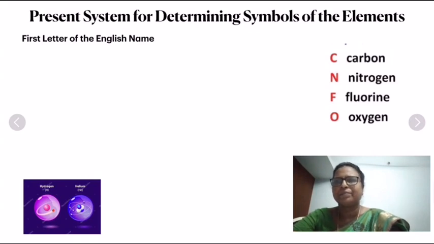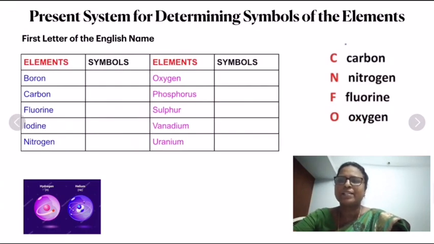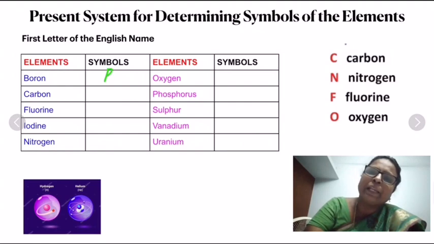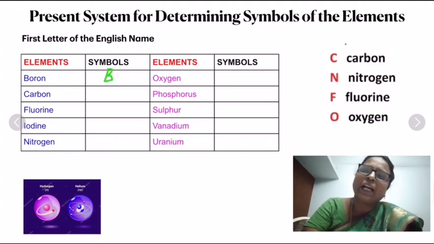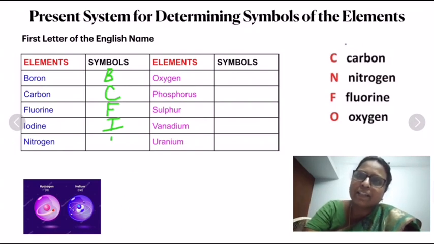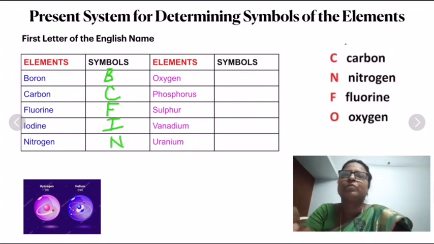Then nitrogen, the first letter is N, so N is the symbol. Fluorine, the first letter F, so F is the symbol. Oxygen, O. O is the symbol. Now we are going to see some of the elements with the first letter as the symbol. Here you can see boron. So what is the first letter of boron? B. So B is the symbol. Carbon, C. Fluorine, F. Iodine, I.